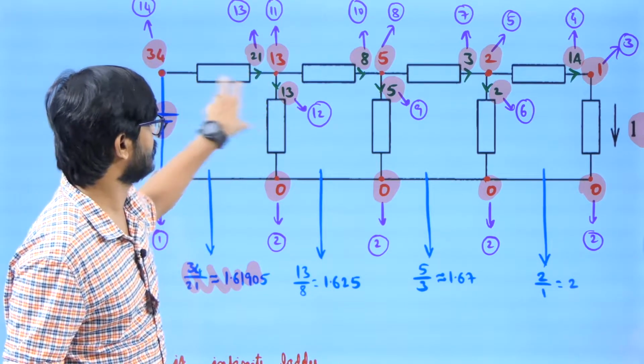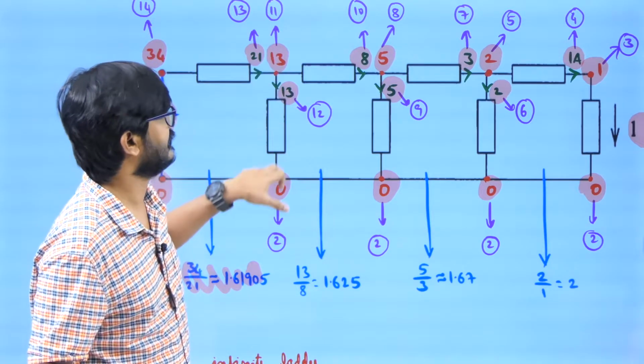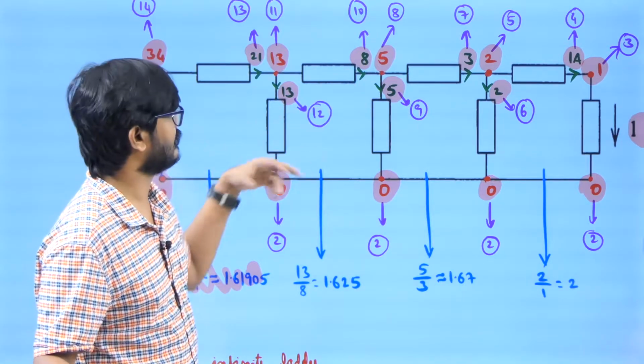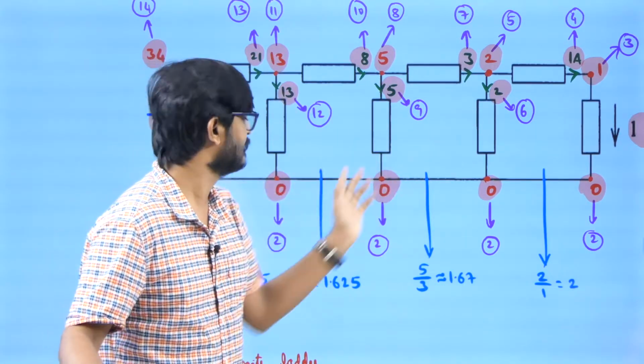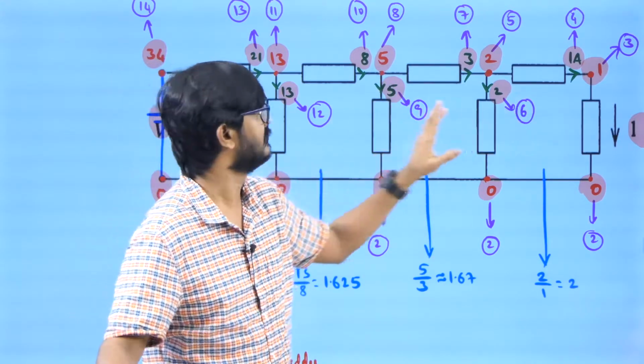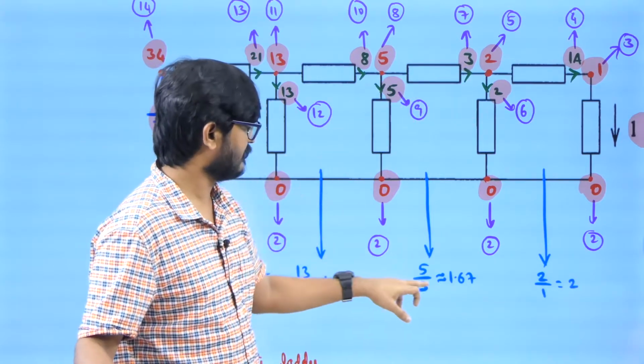Now suppose this ladder is not there, and if I put a battery of 13 volt, what would have happened? It will be giving 8 ampere. So what would have been the equivalent resistance from here to here? 13 by 8. Now suppose till this part it's not there, only this part is there. Then I will be keeping a battery of 5 volt, it will be giving current 3 amperes. So then the equivalent resistance is this much.